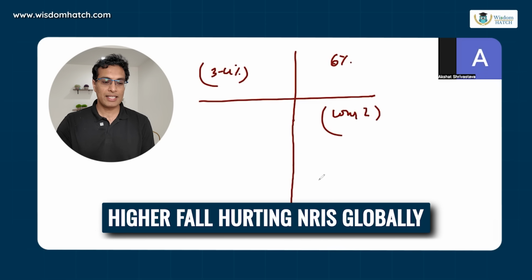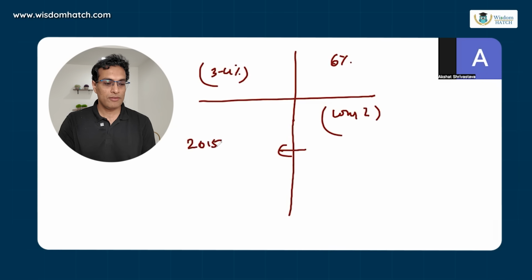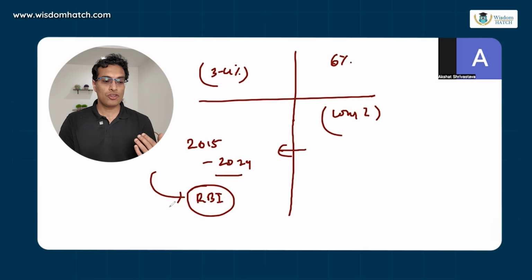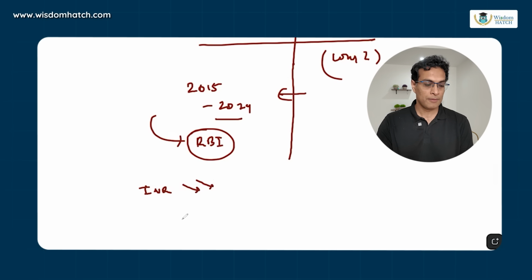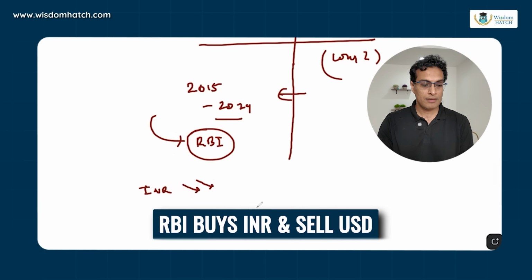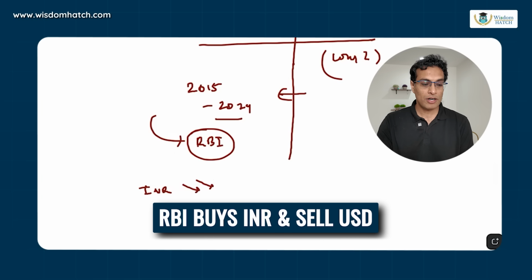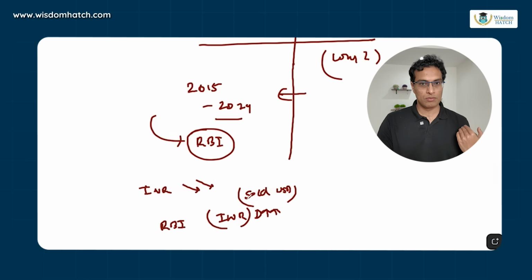Something very interesting is happening. Up until this point, all the way from 2015 to let's say 2024, RBI followed very strong interventionist policies. Interventionist policy means that RBI used to step in, and whenever INR fell quite a lot, RBI used to come and buy INR, which means that they increased the demand for INR and sold US dollars from its forex accounts.